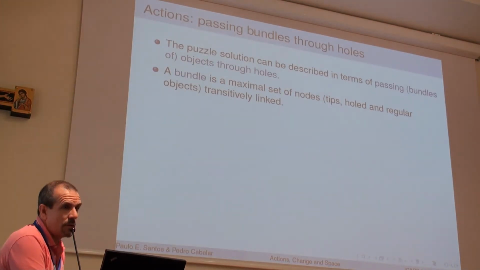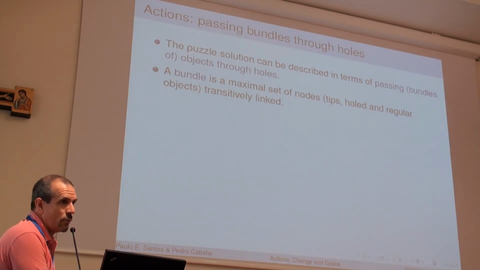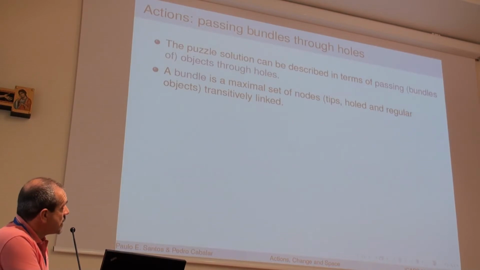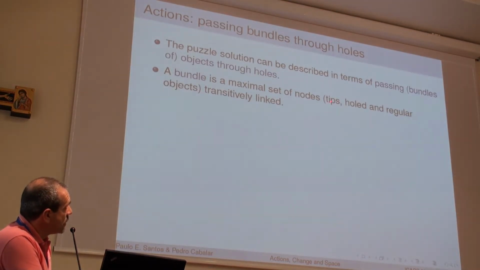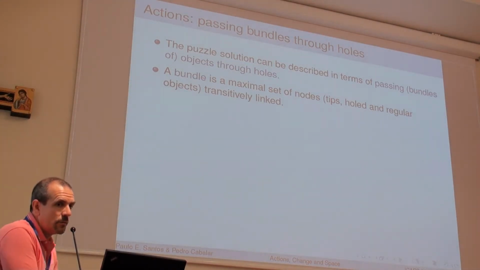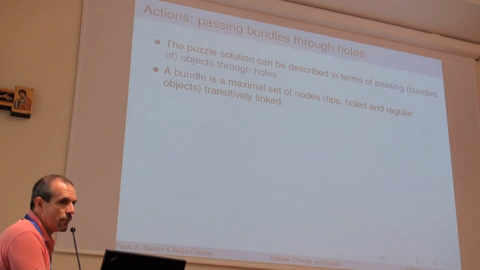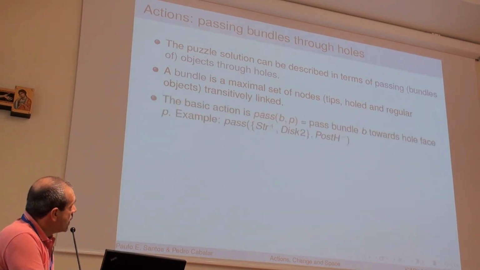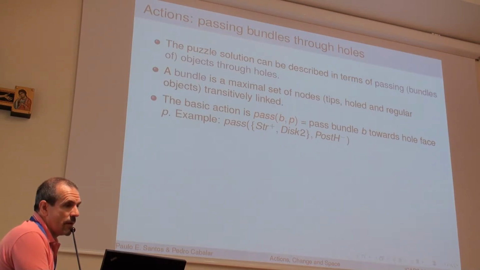The main action is passing a thing or a set of things through a hole. We describe this as a bundle. A bundle is a set of what we call nodes that can be tips of a long object, a hole object, or a regular object. And when they are linked together, you have to pass all the bundle through the hole. And essentially, this has two main effects.